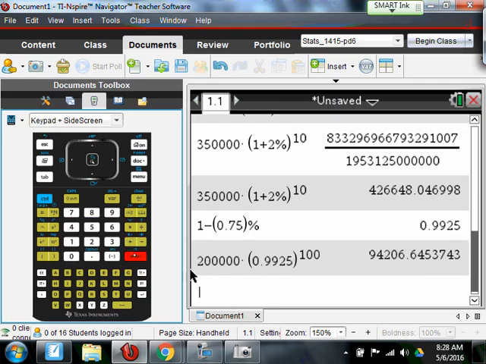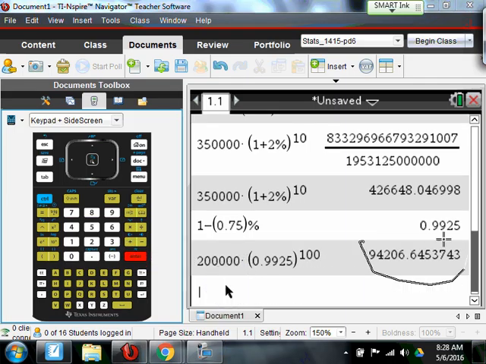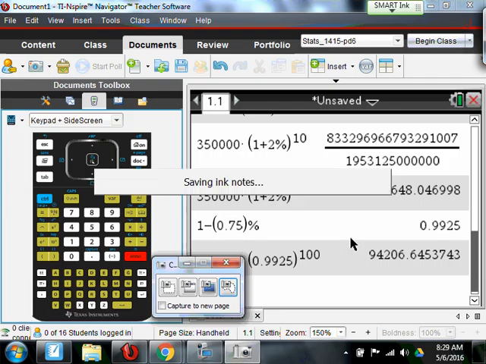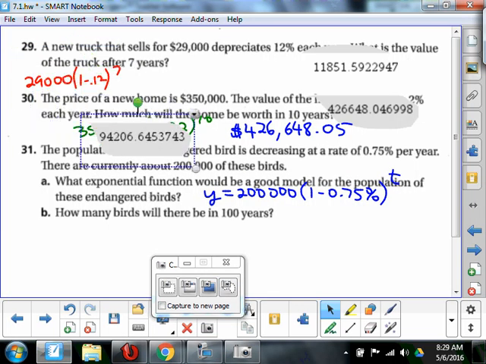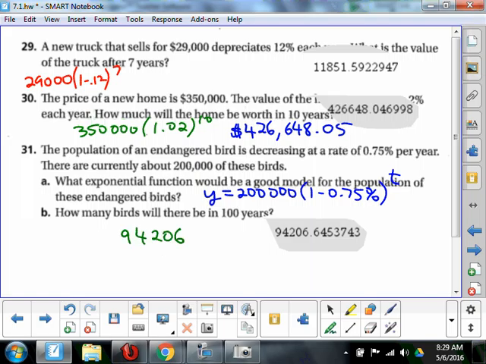We're talking about the voids here, not the B's, just the voids. So how are we going to round that? Because it's a living, breathing thing. We're going to use chop off rounding because it's a living, breathing thing. 94,206 voids in 100 years.